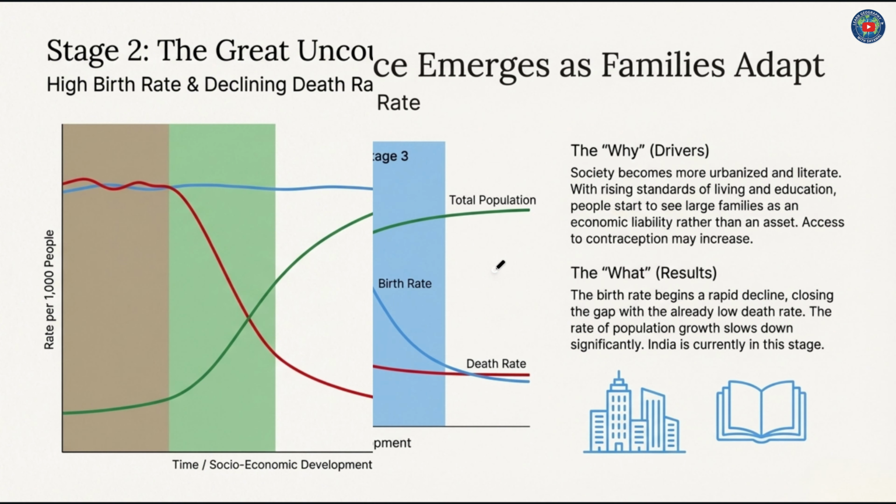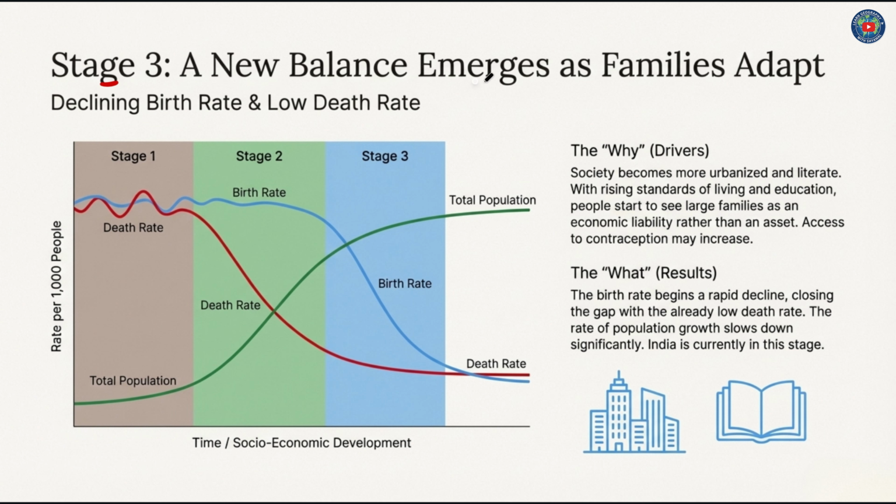Then stage 3, a new balance emerges as families adapt: declining birth rate and low death rate. The causes are that society becomes more urbanized and literate. With rising standards of living and education, people start to see large families as an economic liability rather than an asset. Access to contraception may increase.